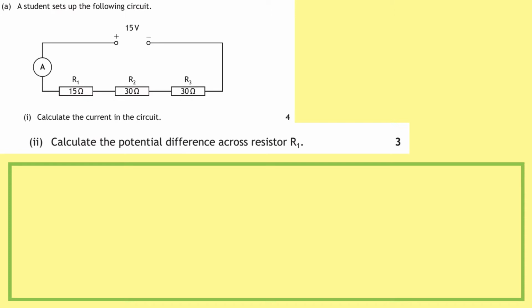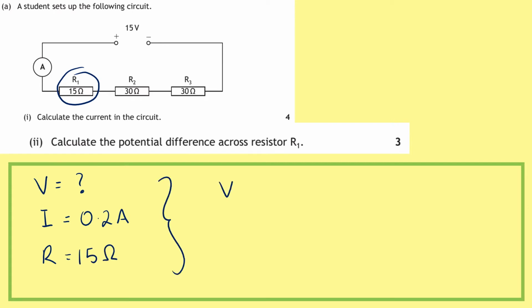Part 2. Calculate the potential difference across resistor 1. So you can see it's worth 3 marks this time, so it is just an equation we're going to use. There's no extra steps in there. So potential difference, that's where we want our question mark. We have a current, which we just worked out, that's 0.2 amps. And the resistor that we're using is resistor 1, that's this resistor just here, so our resistance is 15 ohms.